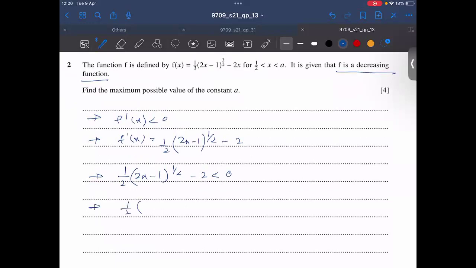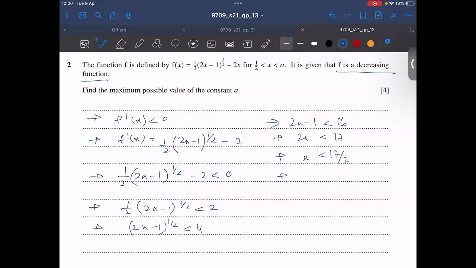This is going to be half 2x minus 1 to the power of half less than 4. I just take the square on both sides. It's going to become 2x minus 1 less than 16. 2x is less than 17. So x is going to be less than 17 over 2. So the value of a is 17 over 2.